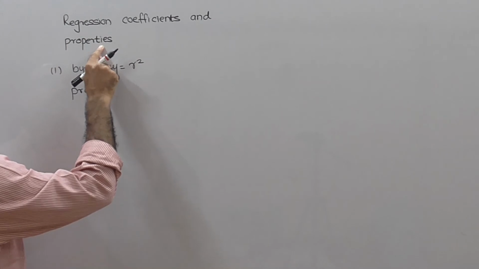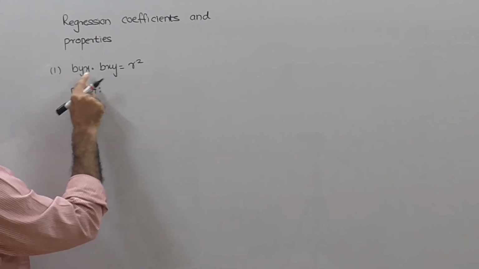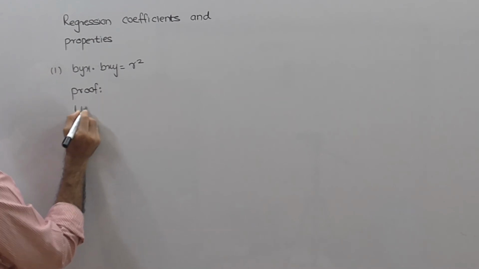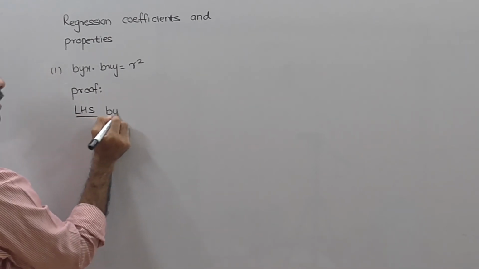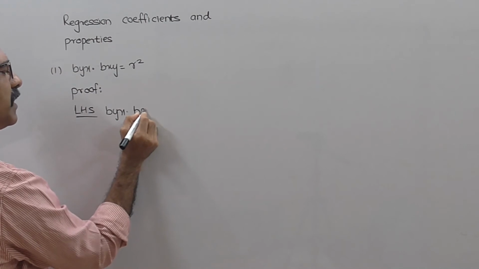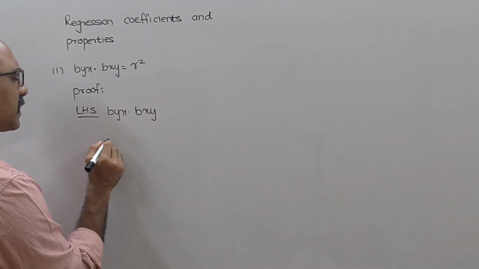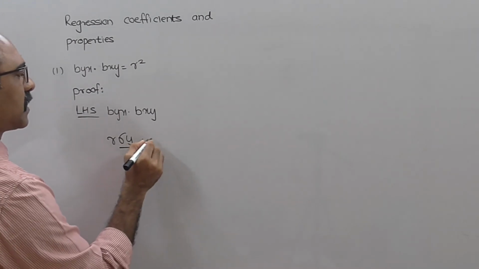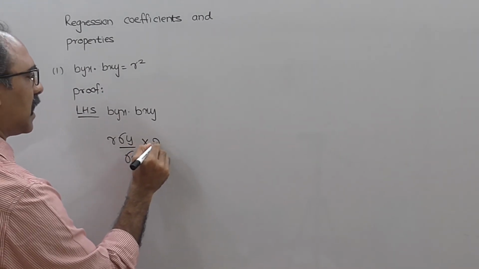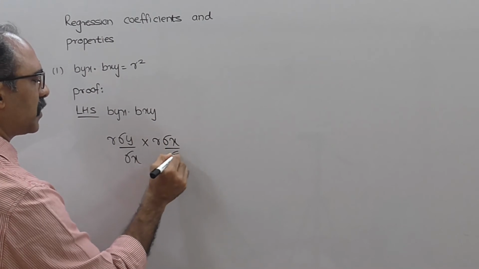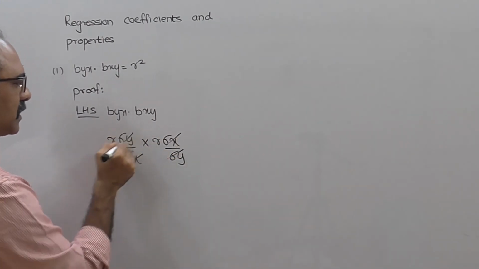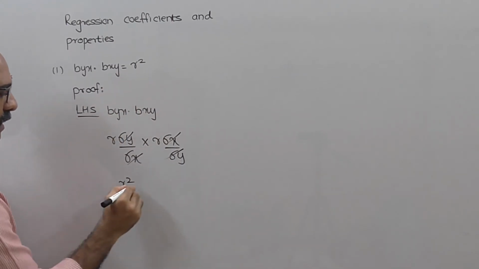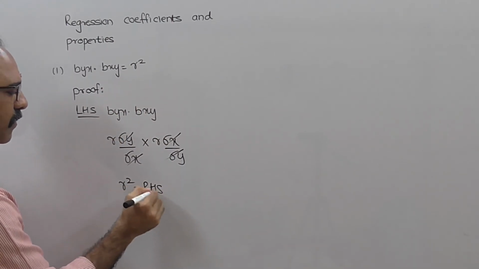Regression coefficients and their properties. The first property is byx into bxy equals r square. We can prove this. You can write LHS, which is byx into bxy. byx is r into standard deviation of y upon standard deviation of x, and bxy is r into standard deviation of x upon standard deviation of y. You can cancel this, so ultimately you get r square. That is proved. That is equal to RHS.